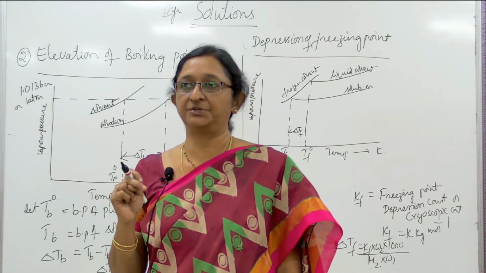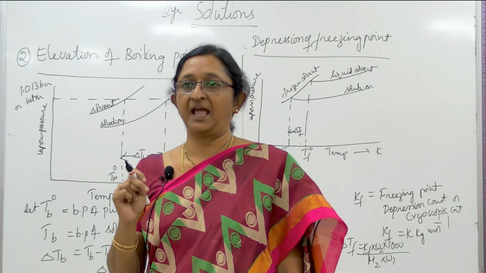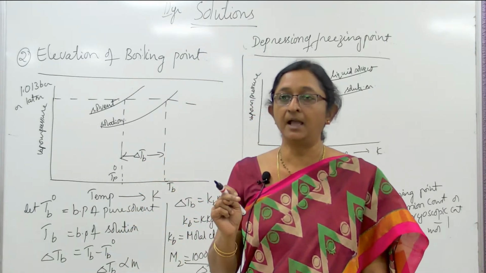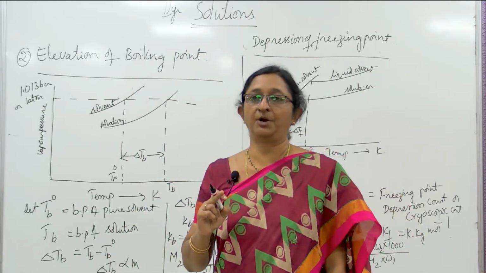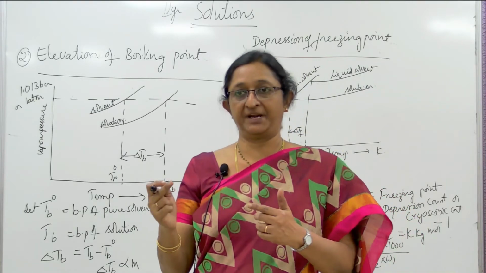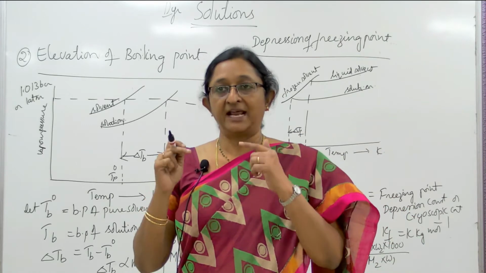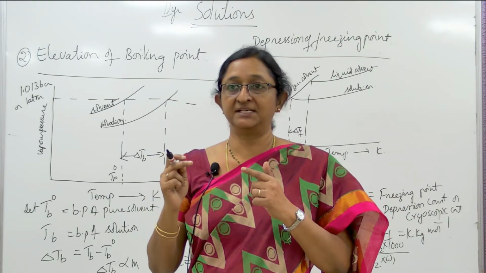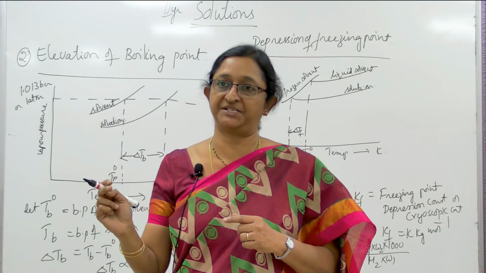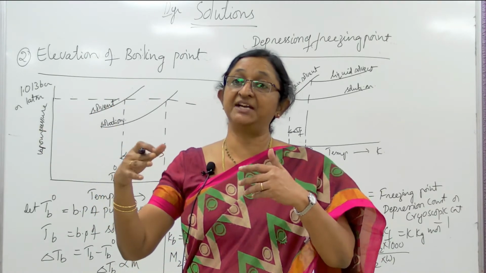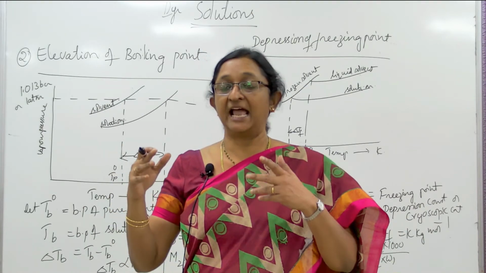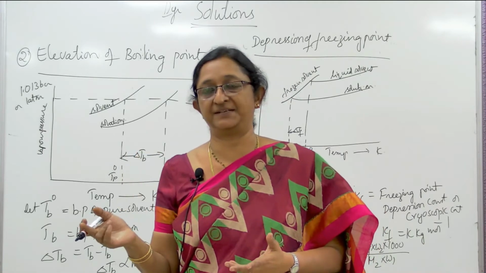Boiling point is the temperature where the vapor pressure of that particular substance is equal to the outside atmospheric pressure. Then it is called the boiling point. Now let us see what happens when a non-volatile solute is added to the pure solvent. When you add the non-volatile solute, we observe that the vapor pressure of the solution is decreased. So, at that particular temperature, the solution containing the non-volatile solute will not boil.